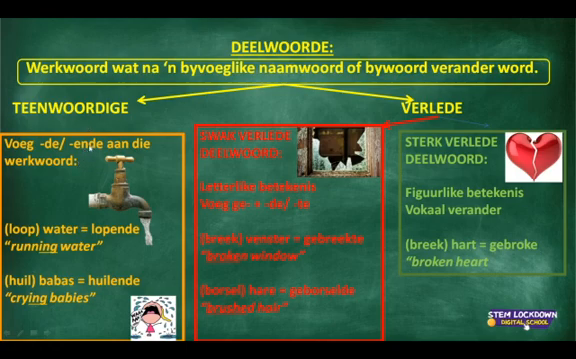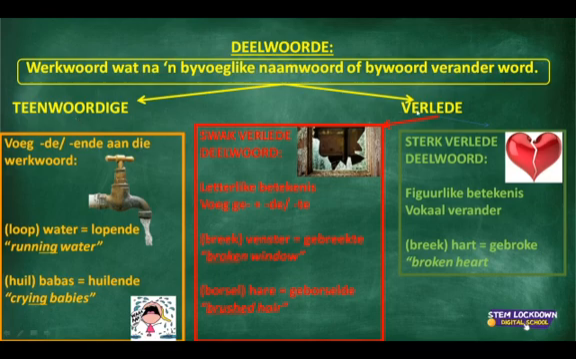With the present participle, it is actually happening as we are speaking. So as ek sê loop water, dan is dit lopende water, running water, it's running out of the tap as we're speaking. As ek sê huil babas, huilende babas, these babies are crying as we are speaking. It is very good to try and translate it into English. If the word translated into English is ending in an ing, then you are busy with the teenwoordige deelwoord.